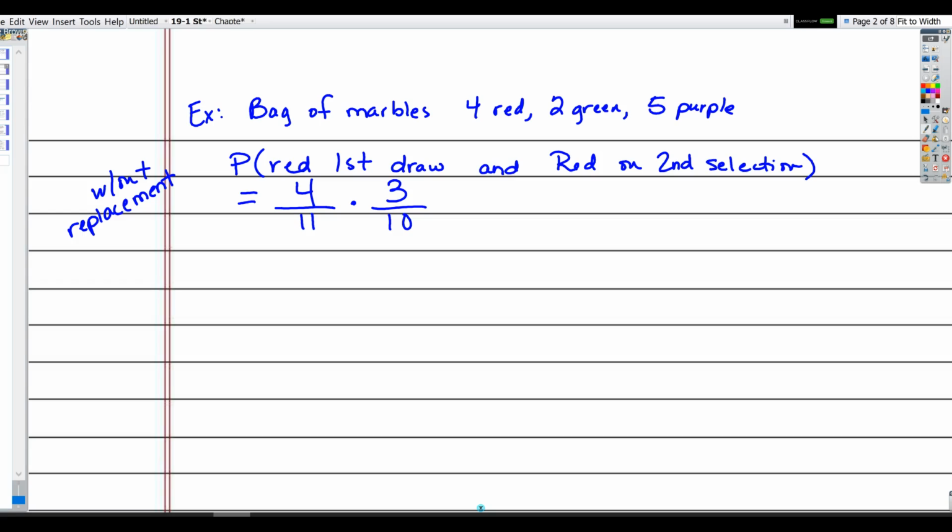Okay, now, if I had replaced, let me just put this off to the side in a slightly different color. So versus replacing. If I had replaced, what would it look like? 4 out of 11 times what? 4 out of 11. Very good. So it's kind of important to know the distinction. Okay, here, these are independent events.